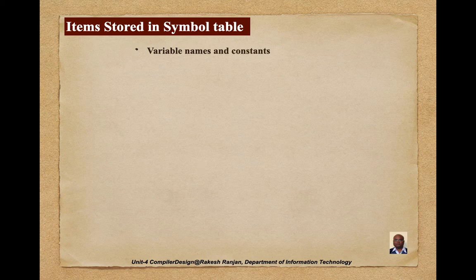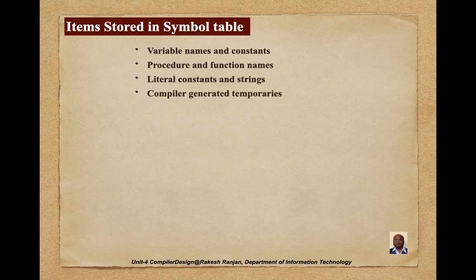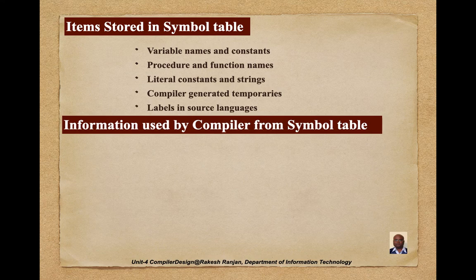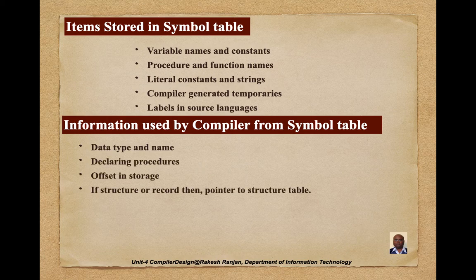Items which are stored in the symbol table are variable names and constants, procedure and function names, literal constants and strings, compiler generated temporaries, and labels in the source language. The information used by the compiler from symbol tables are data type and name, declaring procedures, offset in storage, in structure or record, then pointer to a structure table.